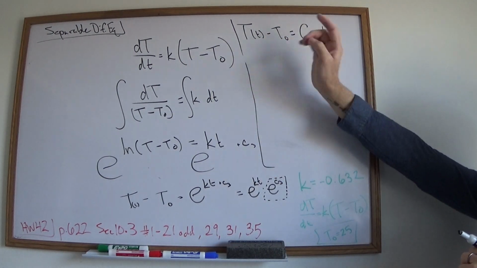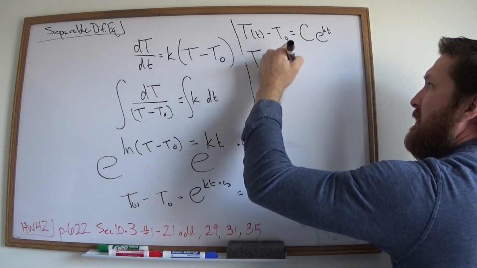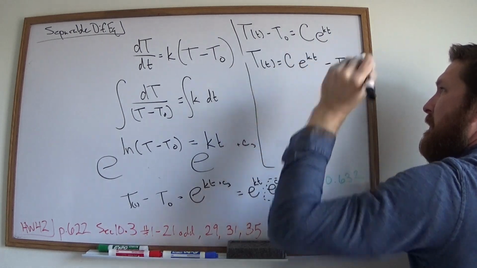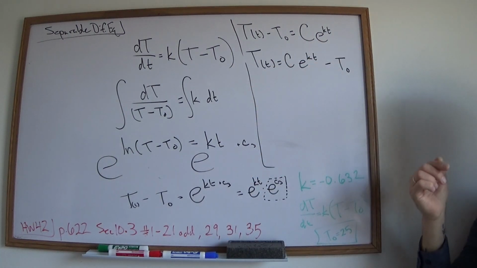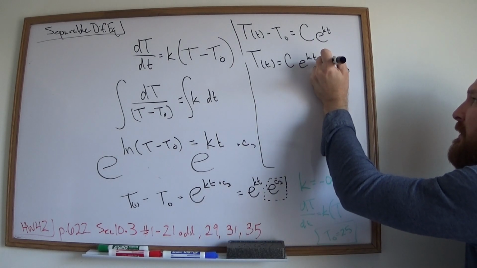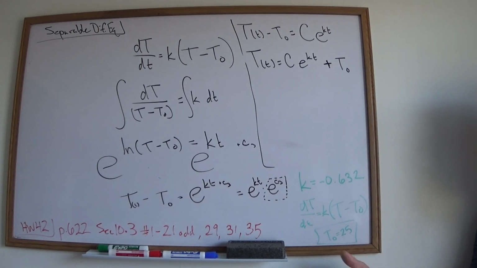Almost there. I want him by himself, so we get T of t is equal to some constant e to the kt minus T0. Would it be plus T0? Plus. Thank you. Excellent. Good catch. Now, let's make it actually fit our data.